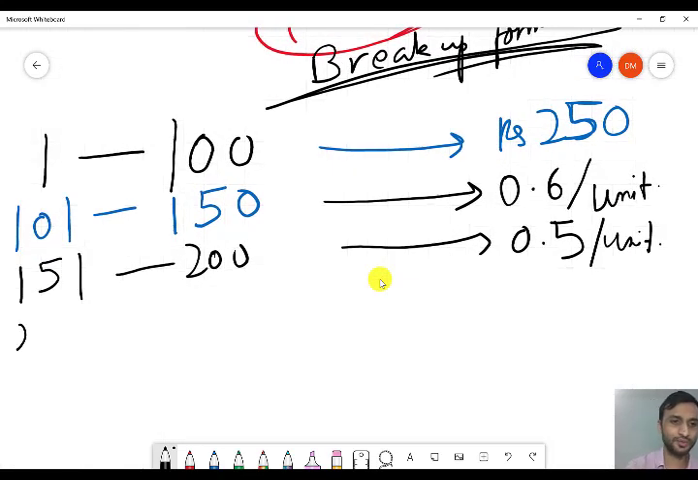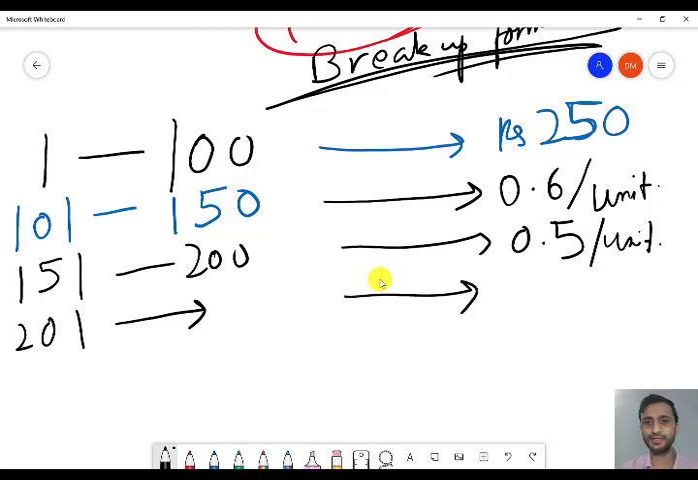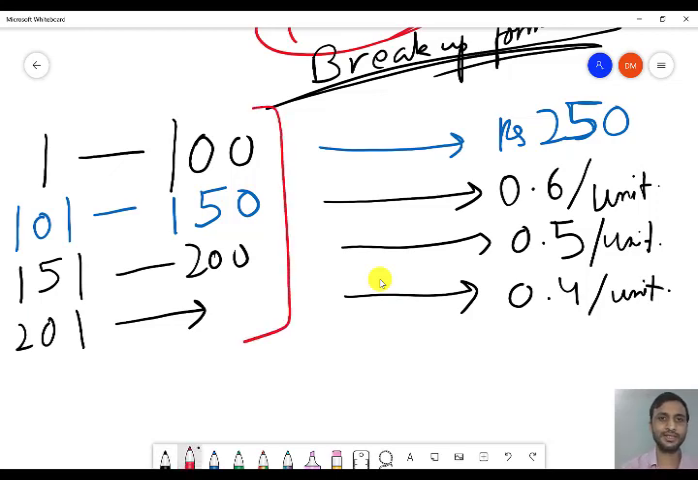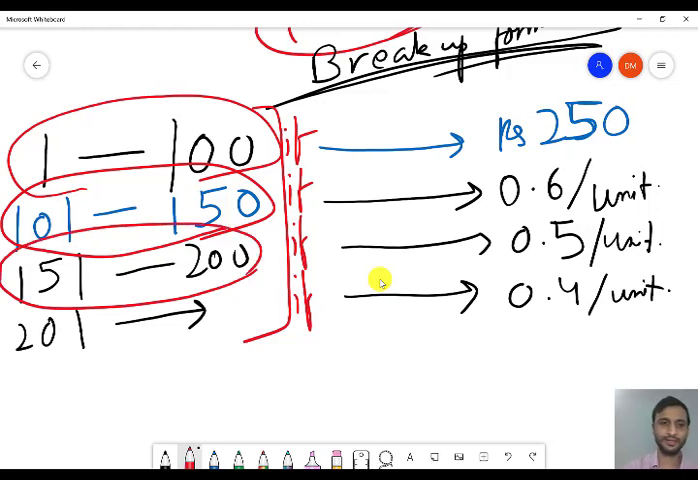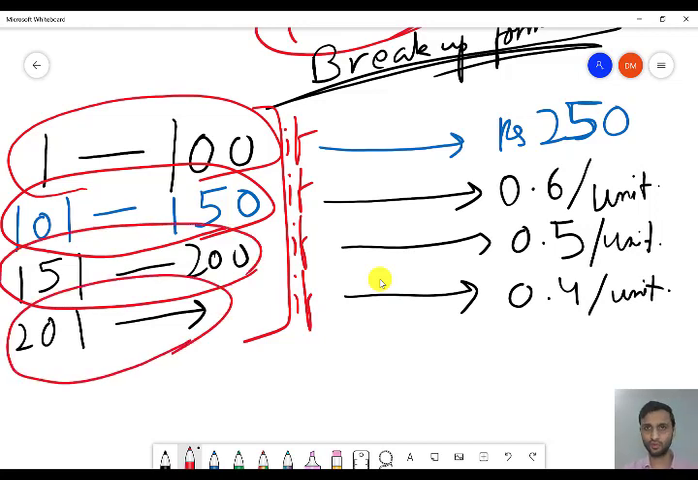And beyond 200. Beyond 200 means 201 and above. We don't know what is the value. For example, total unit consumed is 300. Then it will be from 201 to 300. Whatever it is, it will be 0.4 per unit. So what are these? These are the if statements. In one if statement it will be from 1 to 100. In the next if statement it will be 101 to 150, in the next if statement it will be 151 to 200, and in the next if statement it will be greater than 200 or greater than equal to 201. Both are same.